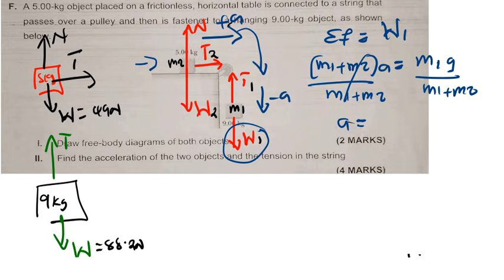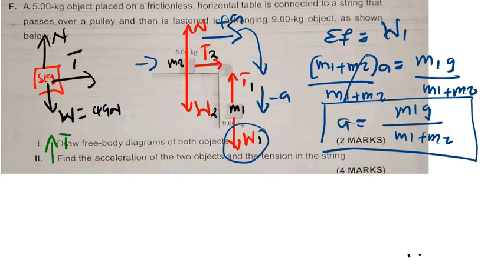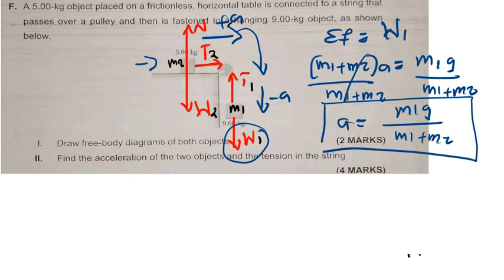Acceleration will be equal to m1 g over (m1 plus m2). So this is the formula that I'm supposed to use to find the acceleration. Let's plug in the values. I think I can get rid of this because I no longer need this part of the free body diagram. So A is equal to, what is the M1? It is 9 times 9.8.